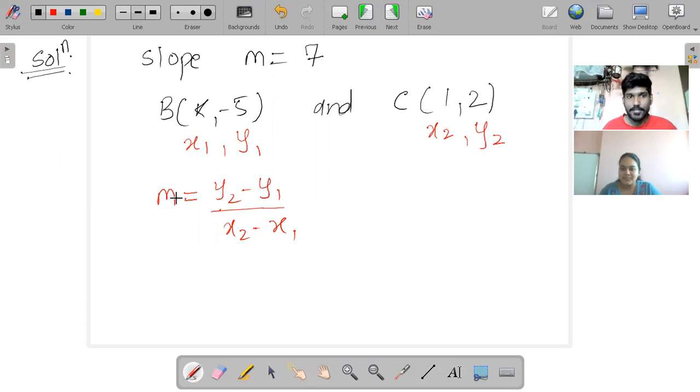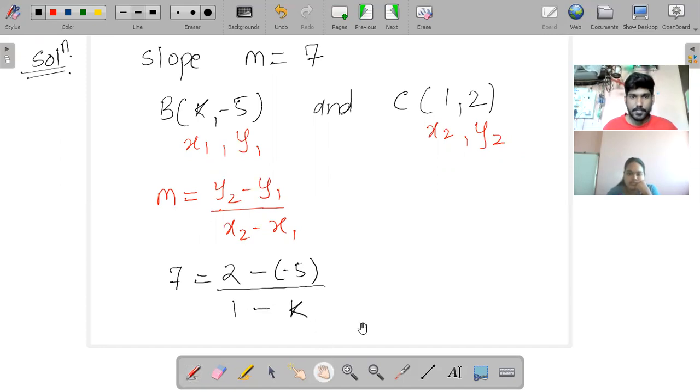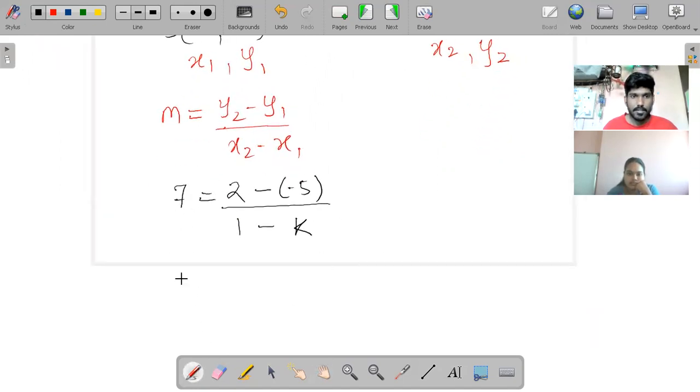Okay, now we substitute the values. What is m? 7. 7 is equal to, what is y2? 2 minus minus 5, upon 1 minus k. So now this is 7. 2 minus minus 5, how much will happen? What will happen here? 2 minus of minus 5?